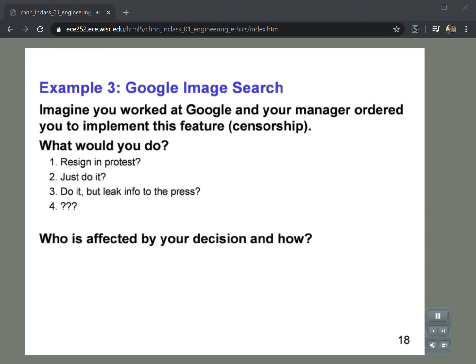Would you go ahead and do it, but you would leak the information to the press so that there'd be an uproar, as there was when this was leaked? Or would you follow some alternative path? So let's think about this.